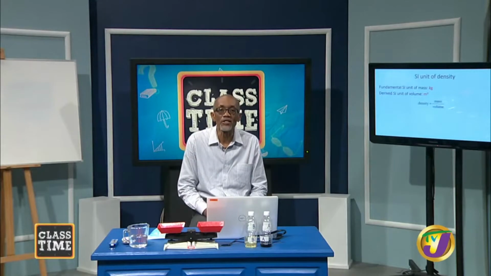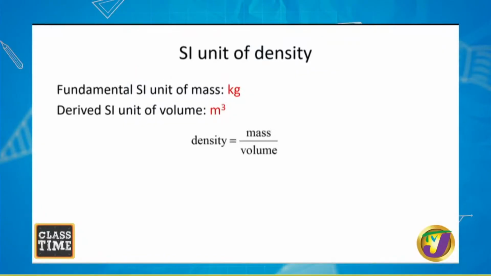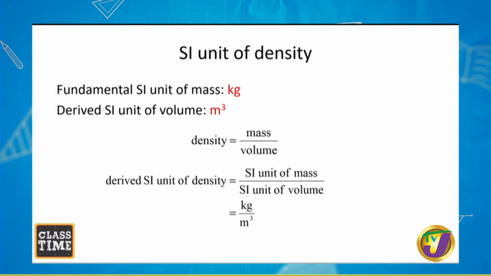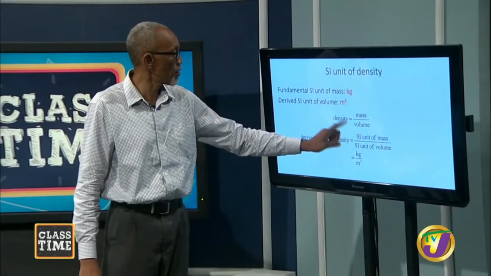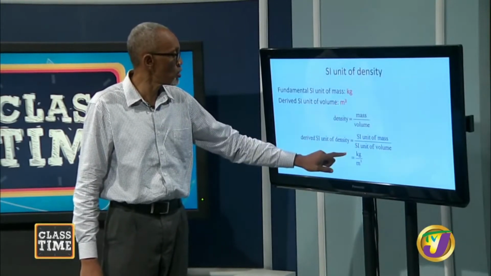And density is equal to mass over volume. And if you're dividing the quantities, you must divide the units as well. And so the derived SI unit of density would be the SI unit of mass divided by the SI unit of volume, which would give you the kilogram per meter cube. SI unit of mass, the kilogram. SI unit of volume, the meter cube. You divide them, kilogram per meter cube.